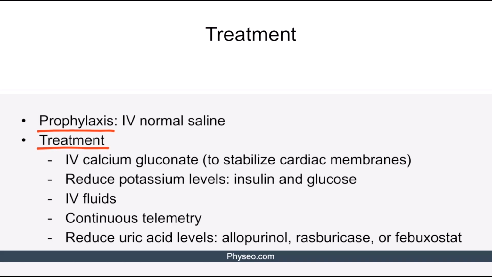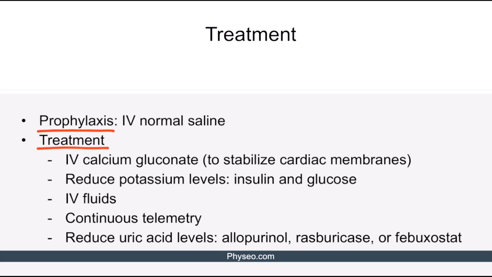Second, clinicians should act quickly to reduce serum potassium levels using insulin and glucose. And then insulin will drive extracellular potassium back into the cells, and the glucose will just prevent the insulin from causing hypoglycemia. So you don't want to create hypoglycemia when you're trying to fix this hyperkalemia, so you just give glucose with the insulin.